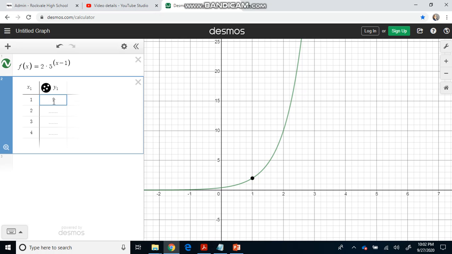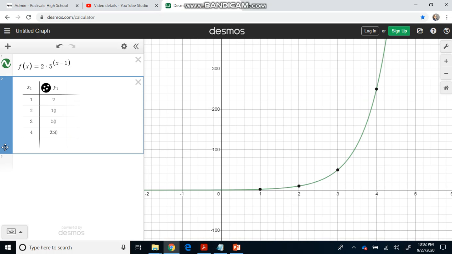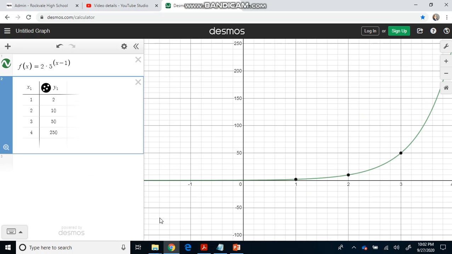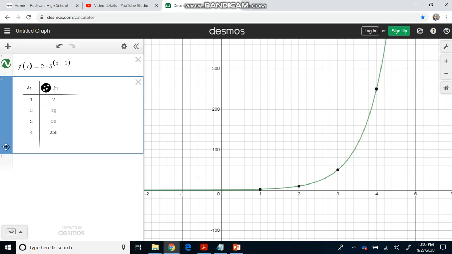All right, and then I'm going to multiply it by 5. So 2 times 5 is 10. 10 times 5 is 50. 50 times 5 is 250. And if I do a zoom fit, I messed it up. Let me try it again. There we go. So there's 1, 2, 3, 4. This is what a geometric sequence looks like when we graph it. It's an exponential function.